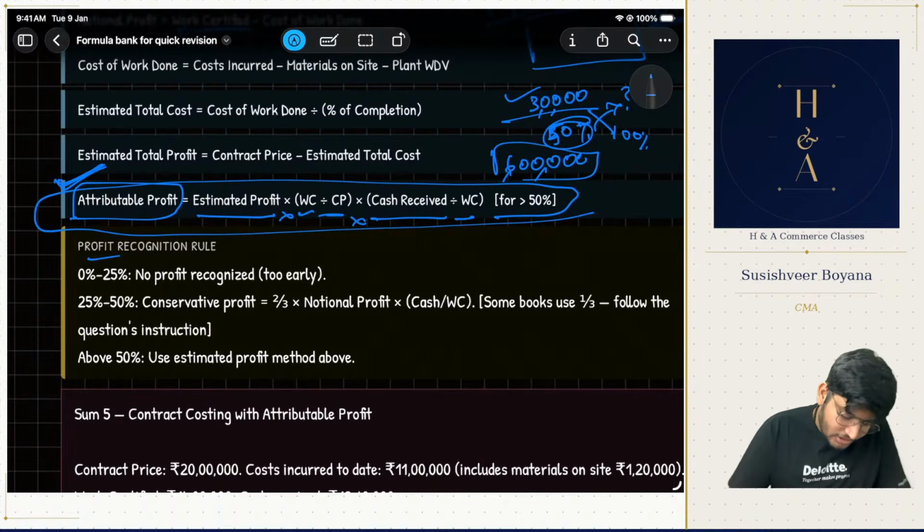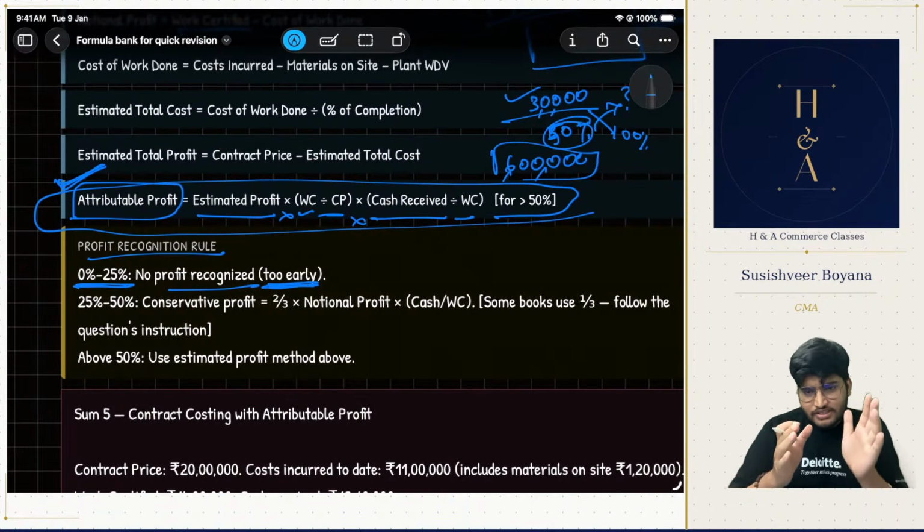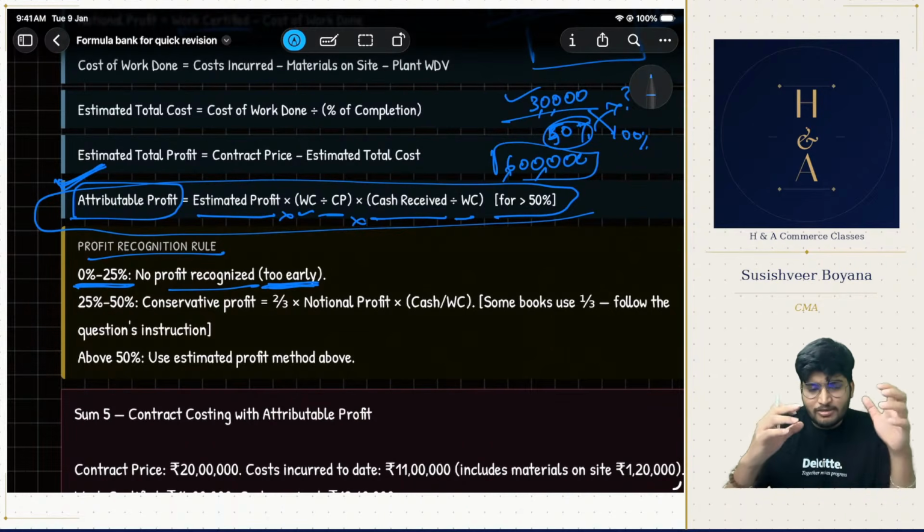Ideally, the profit recognition rule is this. If 0 to 25% of the project is completed, it is too early to book any profit. First and foremost, understand that if you have just started the project, at the initial phase it is going to be massive pumping in and outflow from our end rather than any inflow, right? To get the project running, to get it beyond 25%, you usually will have outflows rather than inflows.